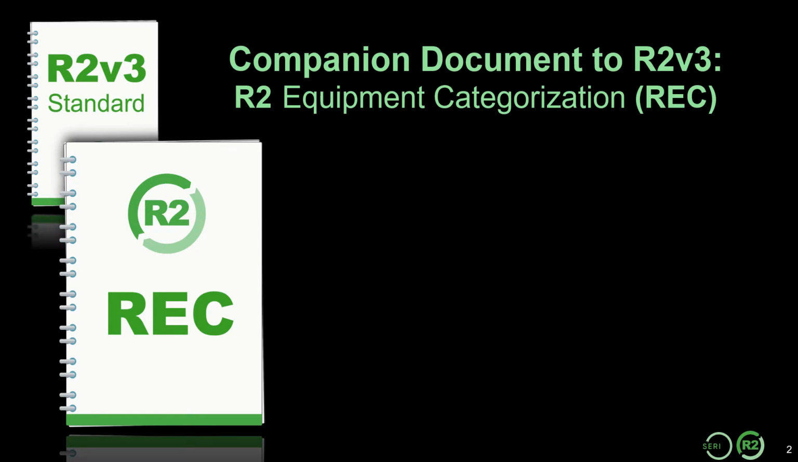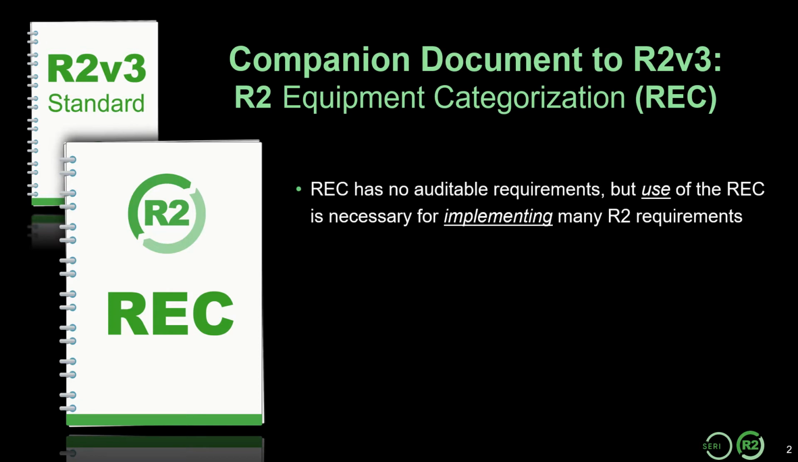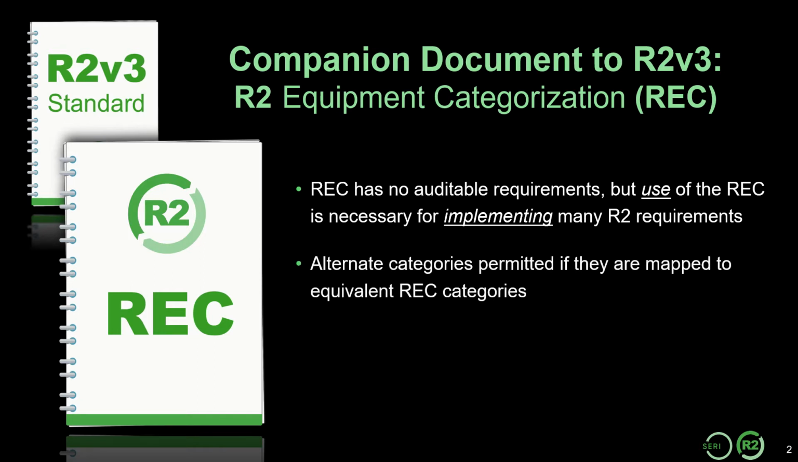The REC is a companion document to R2v3 and was designed to provide more consistency throughout the reuse recycling chain by providing standardized categories to describe the condition and status of electronic equipment, components, and materials throughout sorting, evaluation, and processing. Although the REC is strictly a reference document and does not contain any auditable requirements, use of the REC is necessary to implement many of the requirements in the standard. While use of the REC categories is preferred, it's permissible for facilities to use their own internal categories if they are mapped to equivalent REC categories.